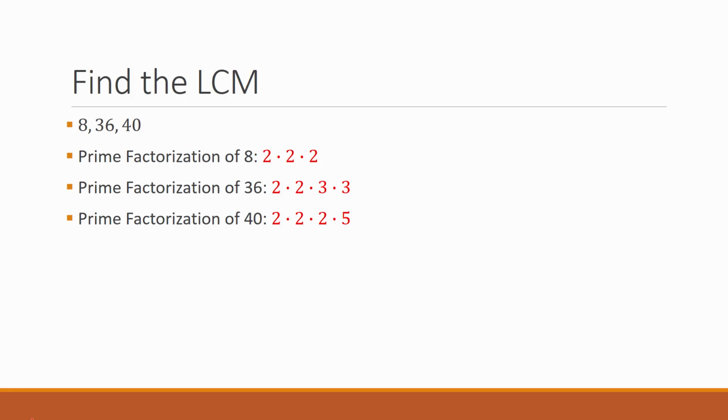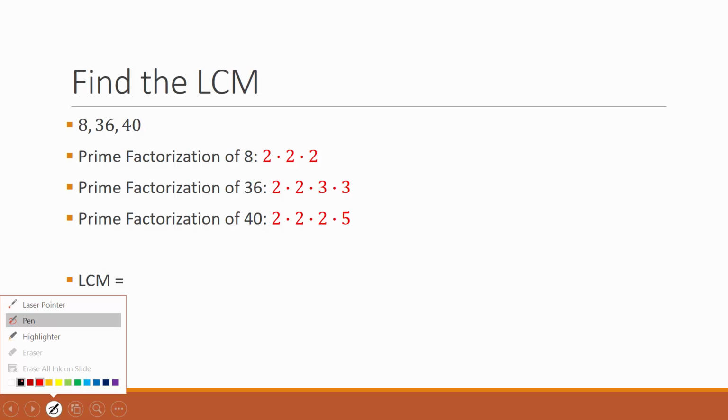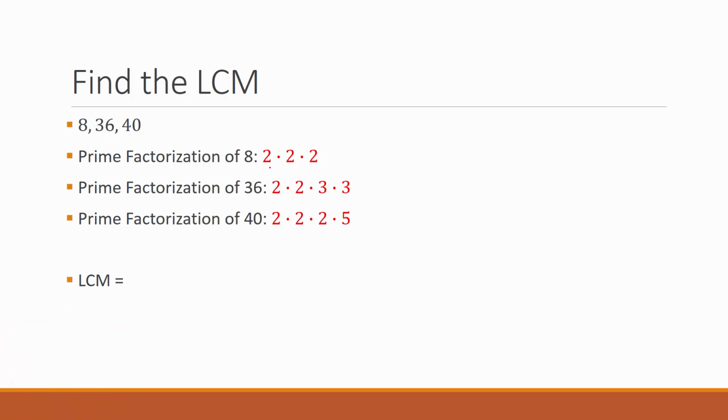So in our least common multiple, we will use each one of those factors at least one time. Now we look, and I see that we have 2's in each one of our prime factorizations. However, in 8 and in 40 we have the 2 listed 3 times. That's the most amount of times that it is listed in any one of the factorizations. So in my least common multiple I will have 2 times 2 times 2.